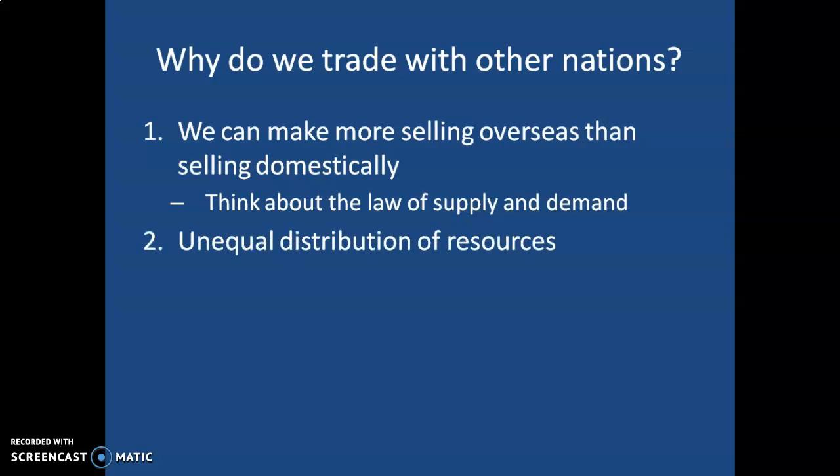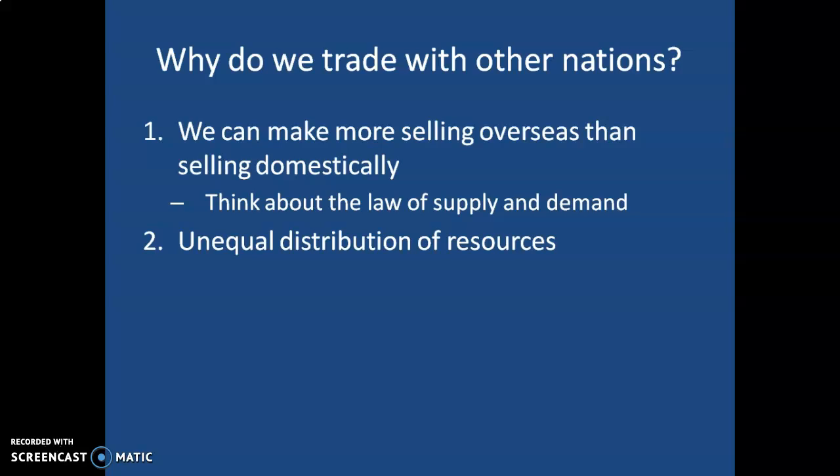Another reason is the unequal distribution of resources. Take, for example, a country like Japan. Japan doesn't have any oil, so they've got to import their oil. And Japan and China both import a lot of crude oil from the United States. And why do they import crude oil from the United States and not, say, Saudi Arabia? Because it's cheaper to get oil from the United States to Japan or China than it is to get oil from Saudi Arabia to Japan or China.